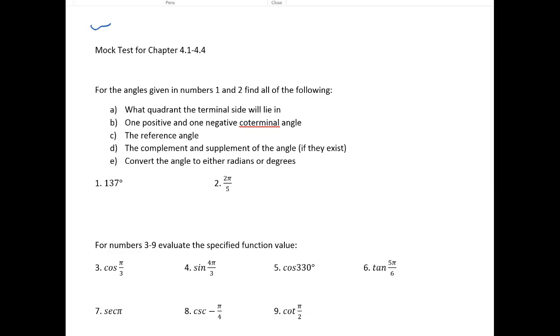Okay, so here's everything that I could think of that might potentially be on a test, and of course it may not cover every little thing, but this is a good chunk of the chapter, and if you can do this, you can do pretty much anything.